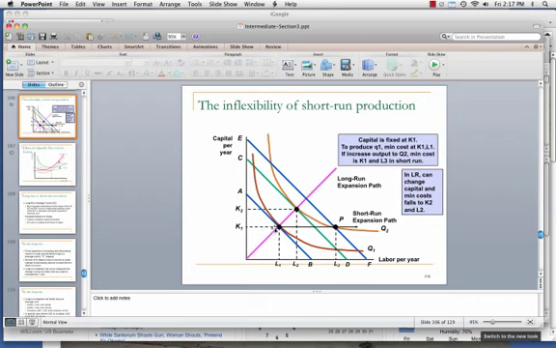And so for the second point, we can increase our capital, move from L1 to L2, which is a much better way of producing Q2 than saying we have to stay at K1 and we have this whole bunch of labor to produce that amount. So you can see why short run production is so inflexible as well as inefficient.